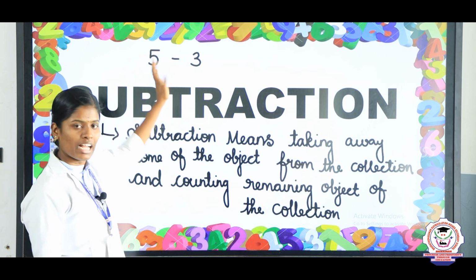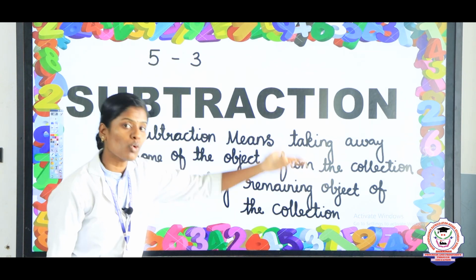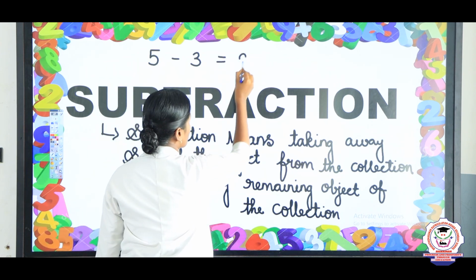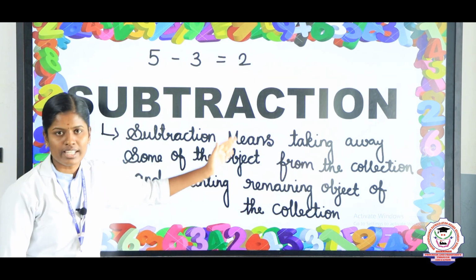My collection is 5, I'll remove 3. And the remaining, what is the answer? 5 minus 3, the answer is 2. Okay children, so this is called subtraction.